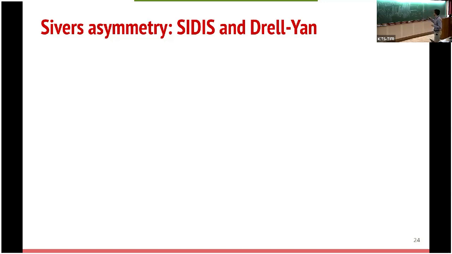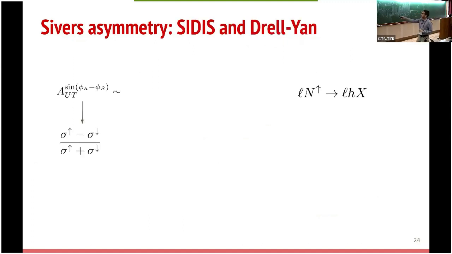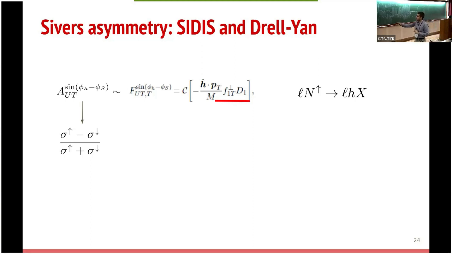Okay. So one way to measure the Sievers function is to look, as I said, at the process of semi-inclusive DIS and Drellian with asymmetries that are constructed more or less in this way. If I consider semi-inclusive DIS with a polarized target, I need to polarize the target in a transverse direction, otherwise I don't get the Sievers function. I can construct an asymmetry with an unpolarized lepton beam, a transversely polarized target, and a signal that has this kind of azimuthal modulation, the sine of the difference between the azimuthal angle of the hadron and the azimuthal angle of the spin, which is related, as I said, to this ratio, the difference of the cross sections with the opposite polarization divided by the sum. So here, the asymmetry is actually proportional to the structure function that contains a convolution of f1T perp, the Sievers function, and the unpolarized fragmentation function.